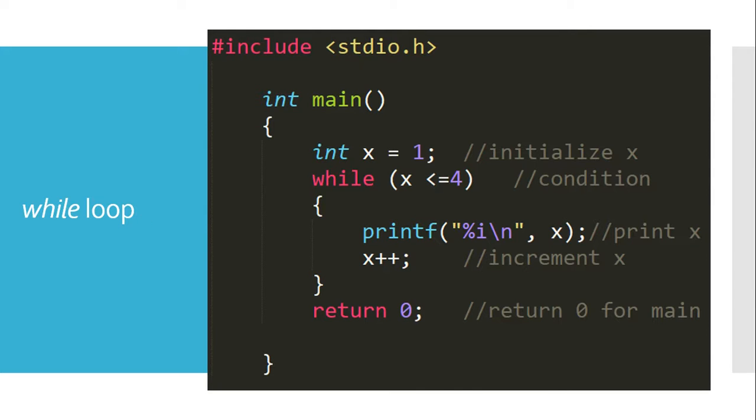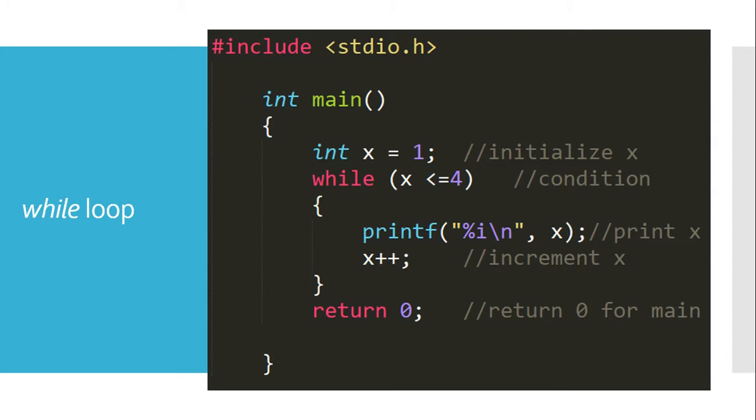So while x is less than or equal to 4, print out x, then add 1 to x, okay? So x++ is the same as x = x + 1. Same with x--. So x-- is x = x - 1.